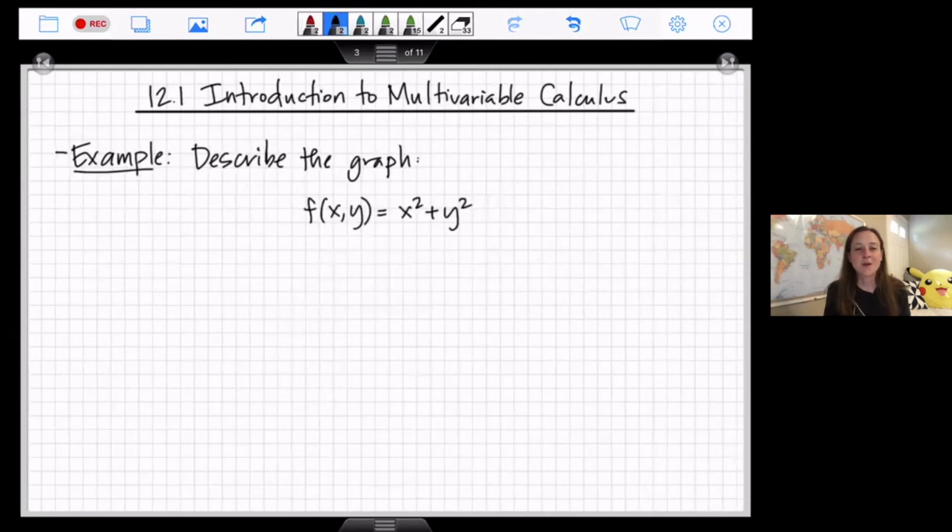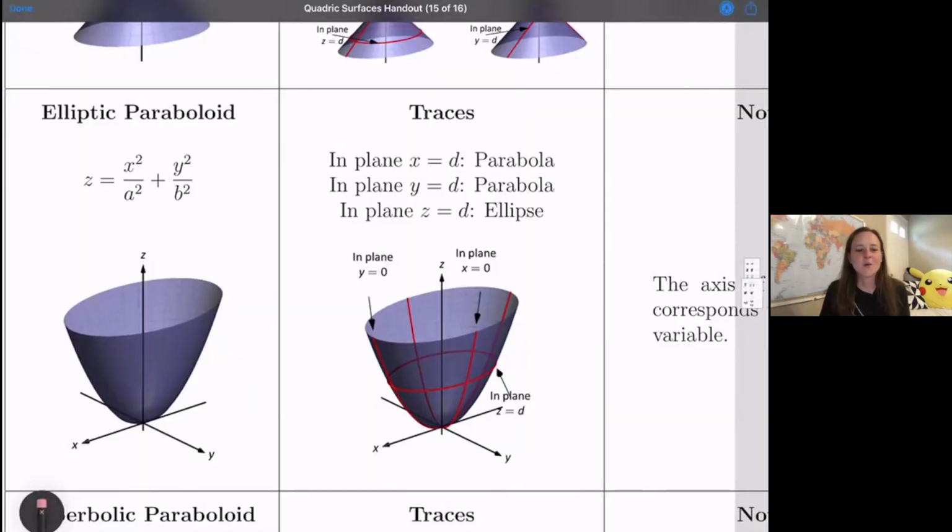All right, the next one that we can recognize is this one, f of xy equals x squared plus y squared. Again, remembering that f of xy is another name for z. Okay, this one actually ends up being one of our quadric surfaces. It's been a while since we thought about these, so let's pull out that handout. All right, here we are in our quadric surfaces handout, and the place you want to be is at the elliptic paraboloid on the second page of that handout.